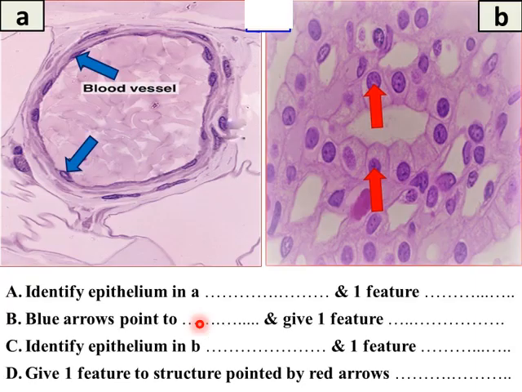Here are two photos. A points to simple squamous epithelium. How do I know? I can see a single layer of flat cells with flat nuclei. The blue arrow points to the nucleus, one feature being flat. Identify the epithelium B: simple cubical epithelium, the length equal to the width, and the nucleus is central and rounded. Give one feature of the red arrow: central rounded nuclei.